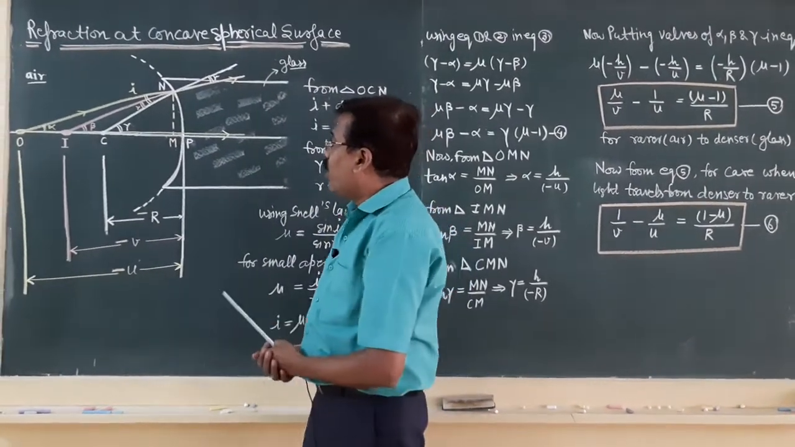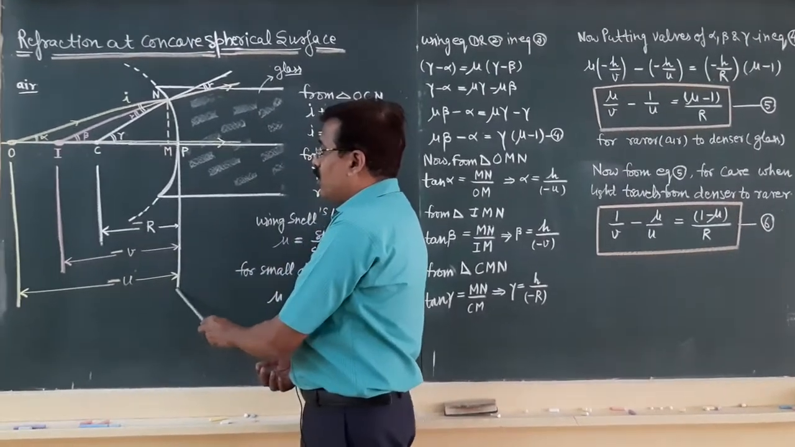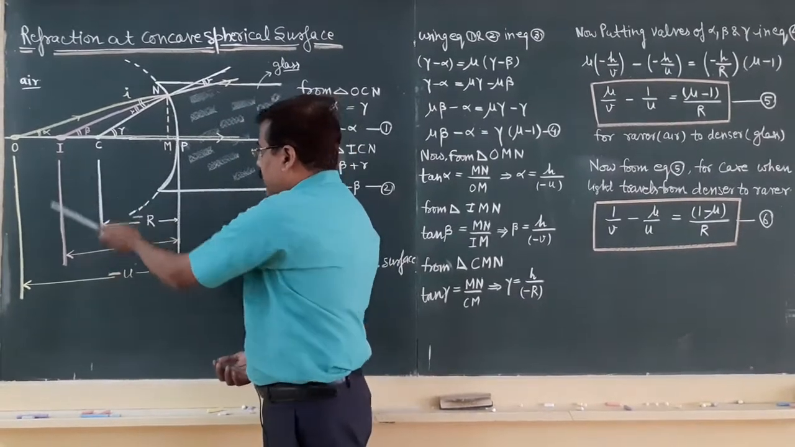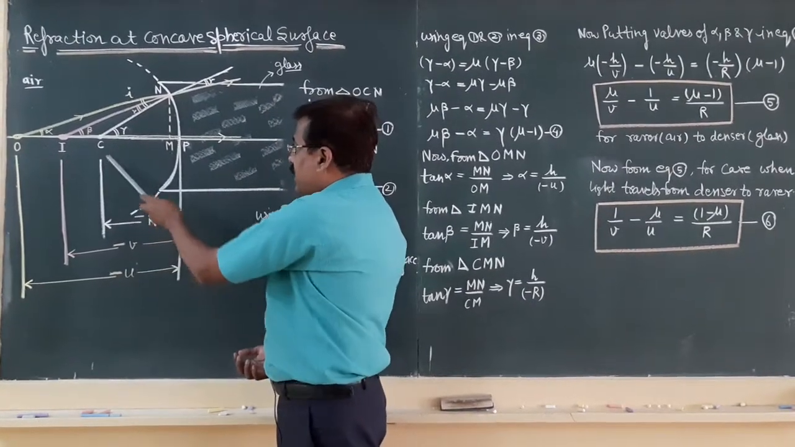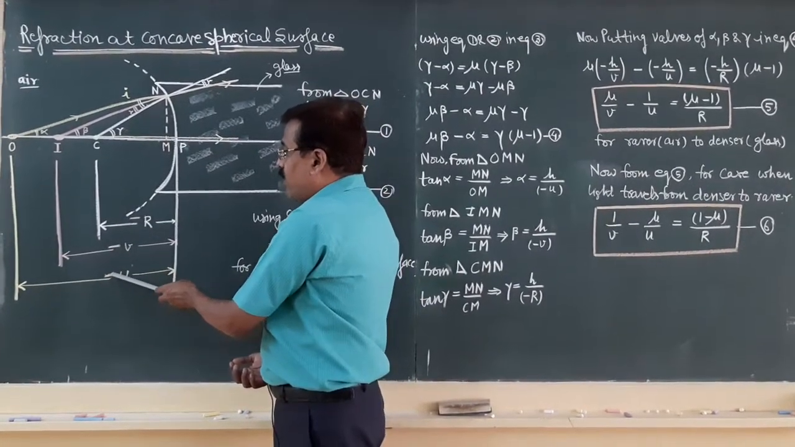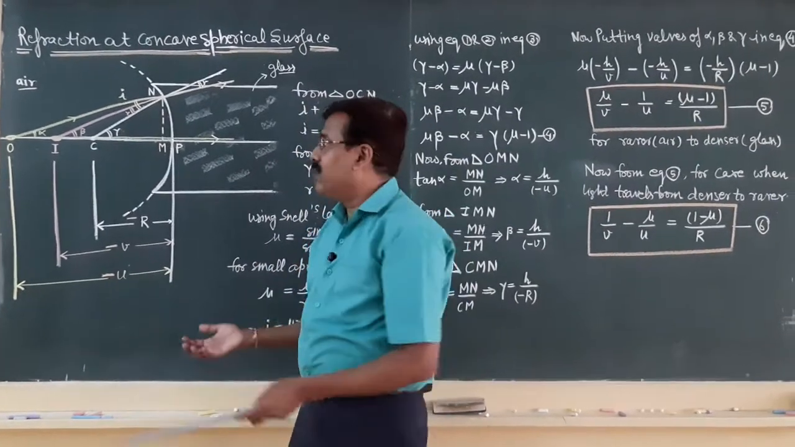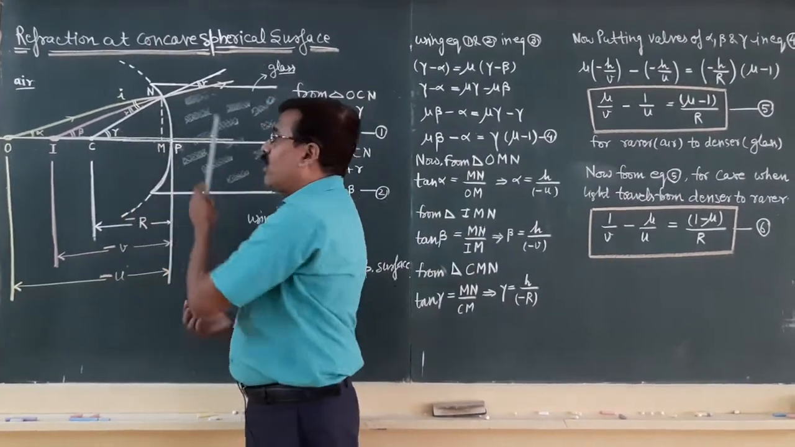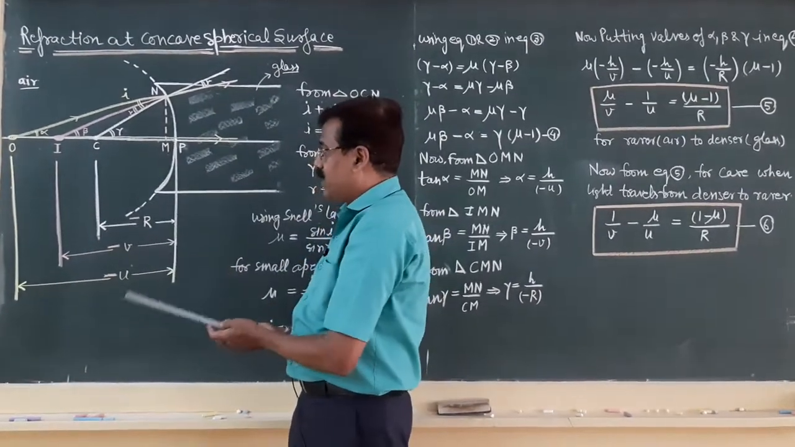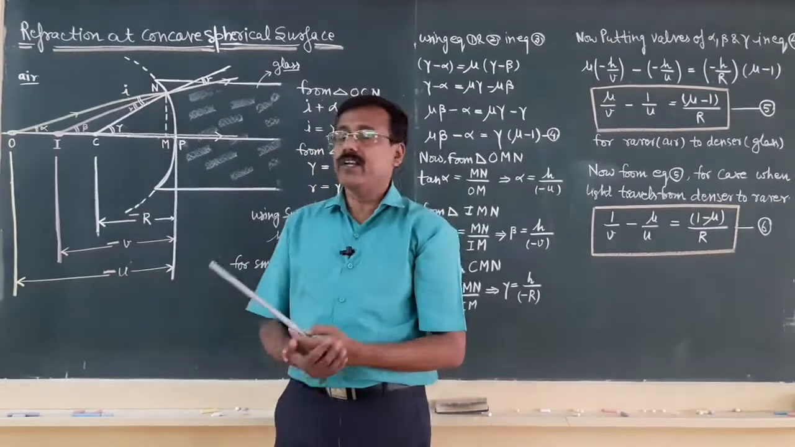Now, we are measuring all the distances with respect to pole. So, u is the object distance, v is the image distance, r is the radius of curvature. All these distances are with negative sign because all the distances are measured opposite to the propagation of light. So, the sign convention is this: all the distances opposite to the light propagation are taken negative.